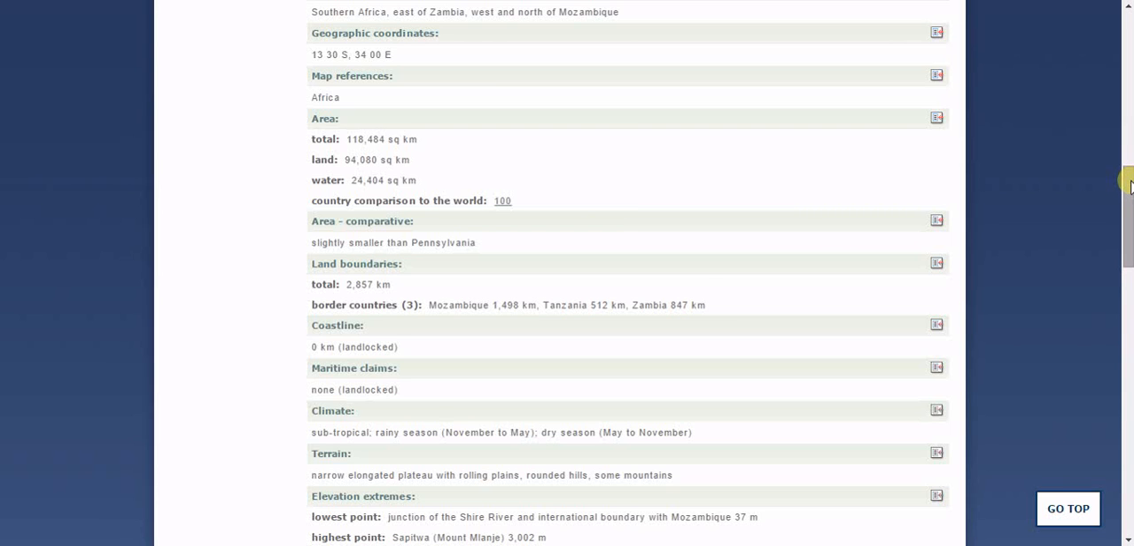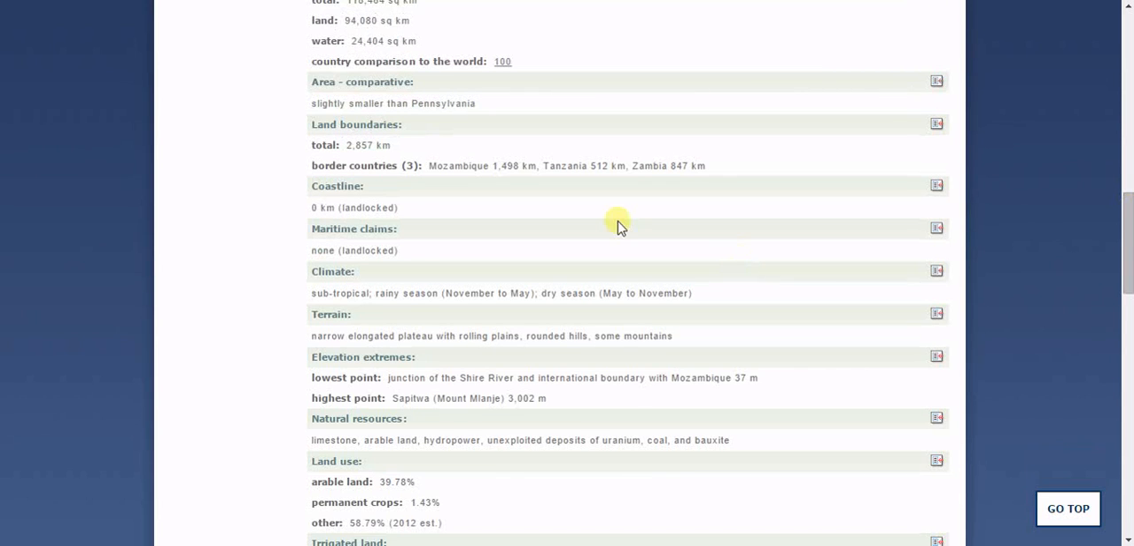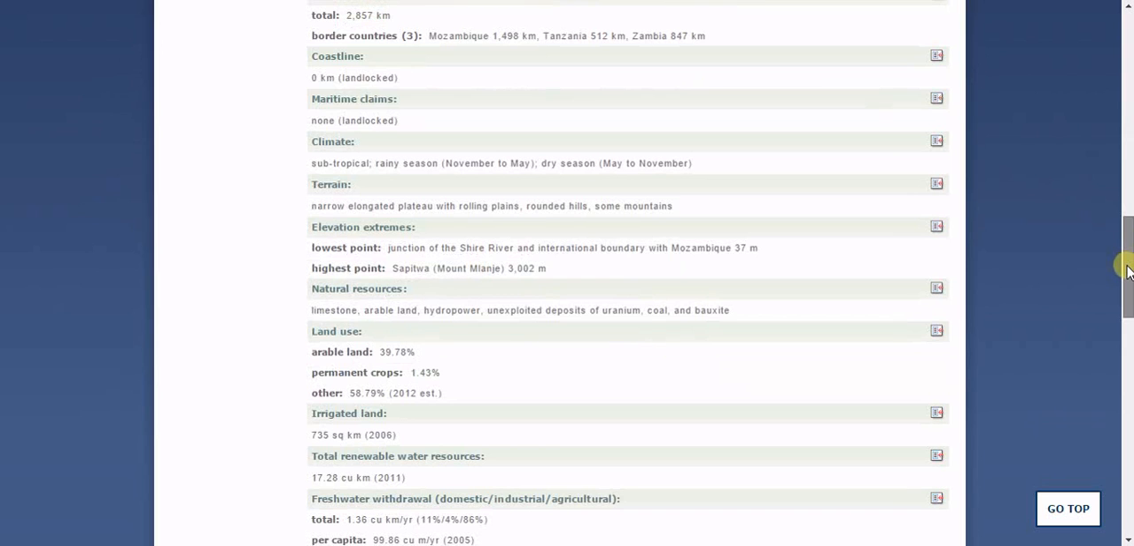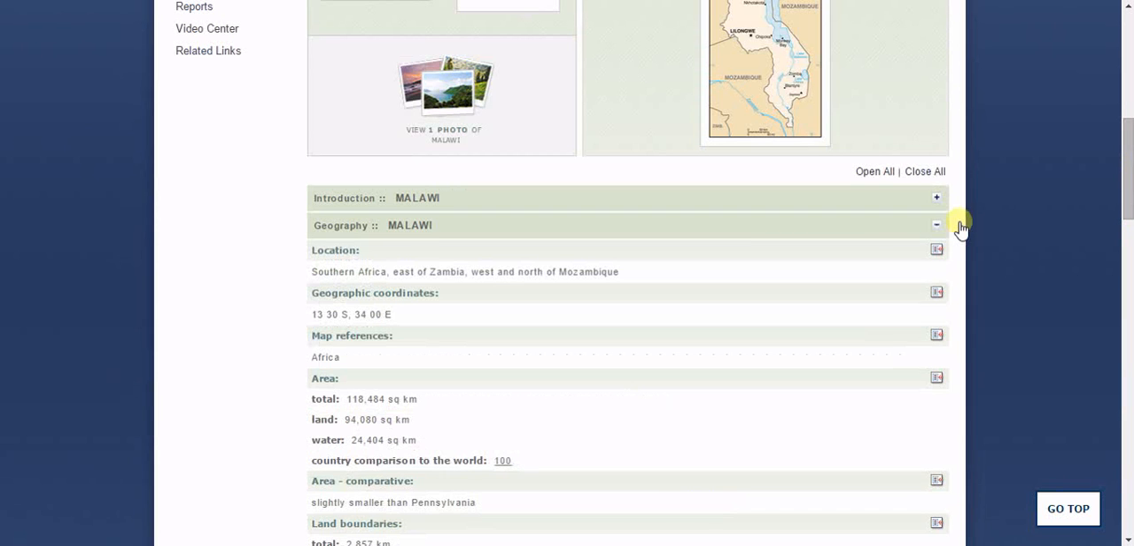Okay. And then it also tells me about the boundaries. Coastline: it has no coastline. It is landlocked, which means it does not touch any oceans. There is a large lake, but there is no ocean. It tells me the climate, the terrain, elevation extremes, the highest and lowest points, natural resources. Lots of really good information in the geography section that you can use in your report.